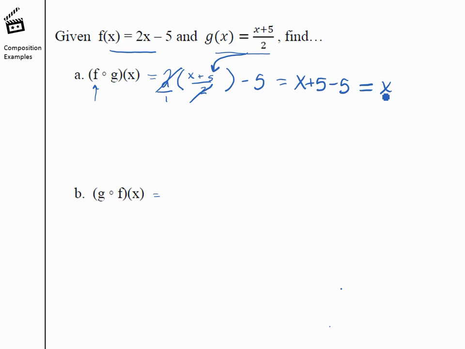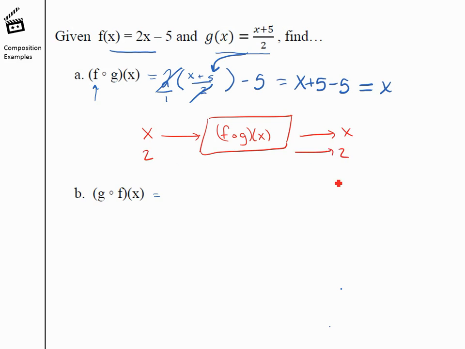Now what this is actually saying, a pretty cool thing, is that for this function that we call f composed with g of x, when we put in x, we get out x. Meaning if we put in 2, it would go into this machine, it would spit out 2. If we put in 3, it would go into the machine, spit out 3. Okay, now what is that kind of saying with our f and our g?